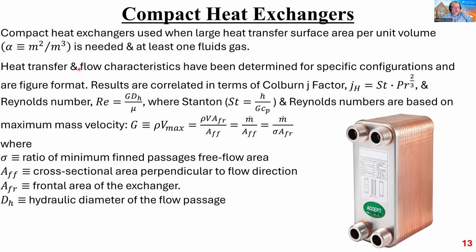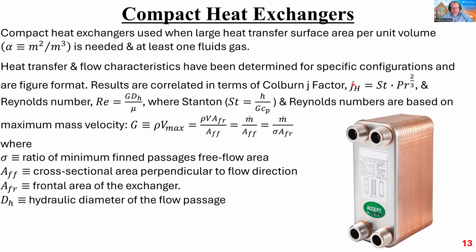Okay. Heat transfer and flow characteristics have been determined for specific configurations. So for every one of these, you actually have to go to the manufacturer, because they're all different, right? And find the appropriate curve and then use that curve to back out the heat transfer performance of each one of these heat exchangers. The way that this normally works is the results are correlated in terms of the so-called Colburn J factor. Colburn was a heat transfer experimentalist who came up with this thing called J factor.